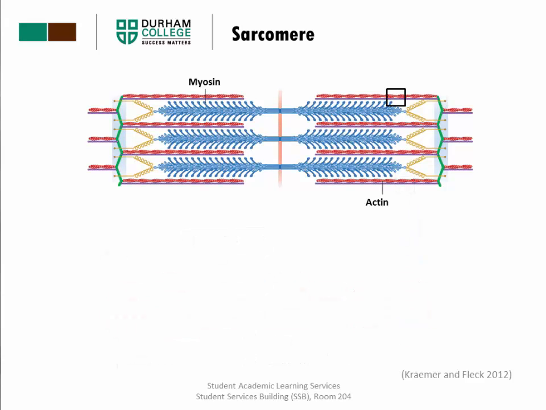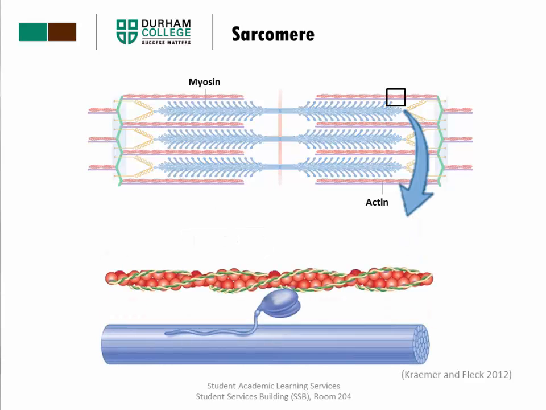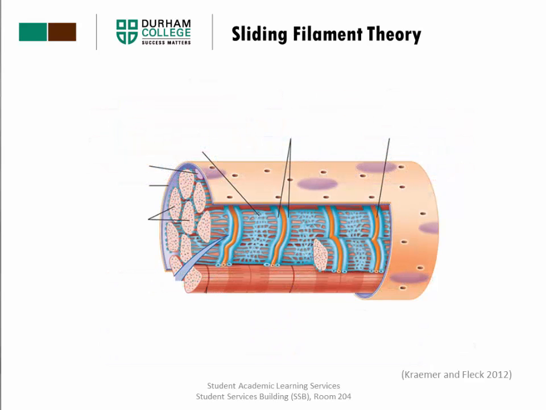Taking a look at both the actin and the myosin proteins, we can see that between the myosin and the actin, there are cross bridges. These will become important as we look at the sliding filament theory.